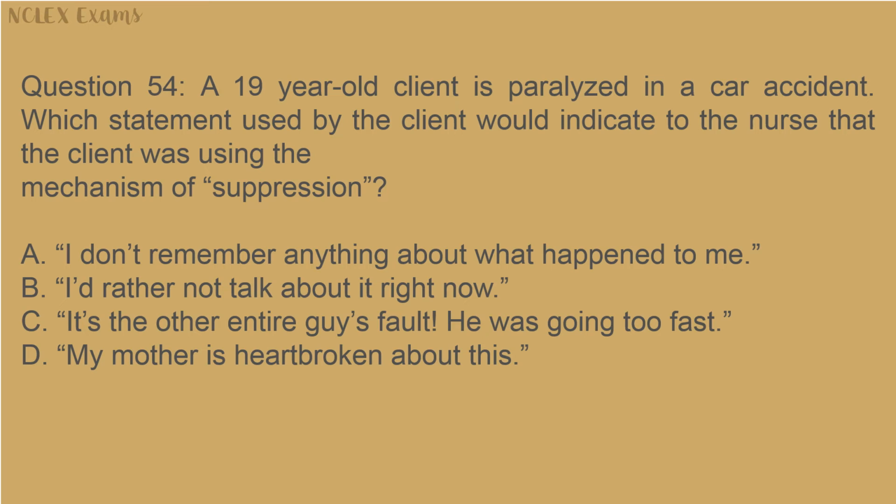Question 54. A 19-year-old client is paralyzed in a car accident. Which statement used by the client would indicate to the nurse that the client was using the mechanism of suppression? A. I don't remember anything about what happened to me. B. I'd rather not talk about it right now. C. It's the other guy's fault. He was going too fast. D. My mother is heartbroken about this.